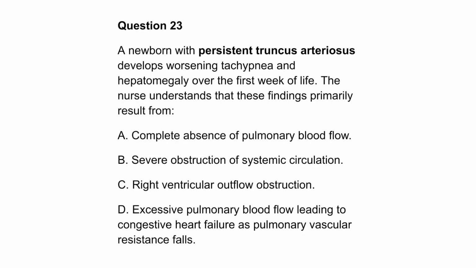Question 23. A newborn with persistent truncus arteriosus develops worsening tachypnea and hepatomegaly over the first week of life. The nurse understands that these findings primarily result from: A. Complete absence of pulmonary blood flow. B. Severe obstruction of systemic circulation. C. Right ventricular outflow obstruction. D. Excessive pulmonary blood flow leading to congestive heart failure as pulmonary vascular resistance falls.